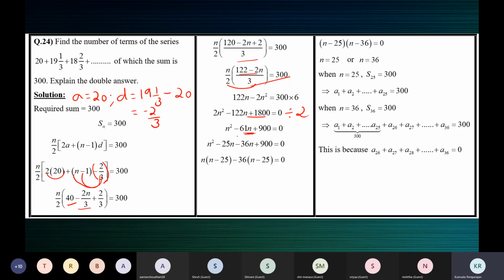And then as usual, I have split the middle term. You can also use a quadratic formula. I have split the middle term here, 61n. You can also use the quadratic formula. And find the two values of n.